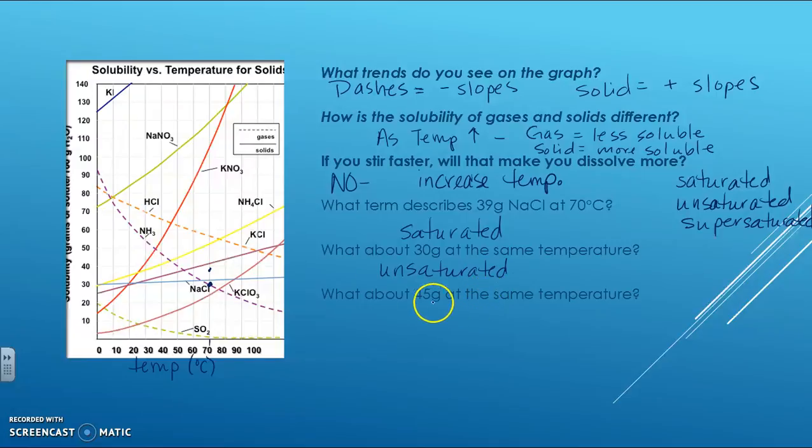Okay, same temperature, and they want to know about 45 grams. So if we come all the way up here, it's still going to be saturated. Now we could say that it could be a supersaturated solution, but we're not sure though, right? So we'll put "super" here, because in order for it to be a supersaturated solution, it would have to be heated and allow that excess solute to dissolve. Okay? And if I can, I'll show you what a supersaturated solution looks like.